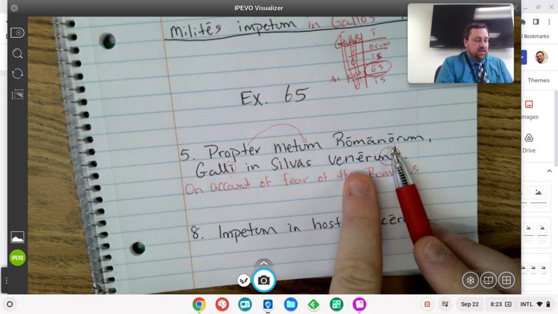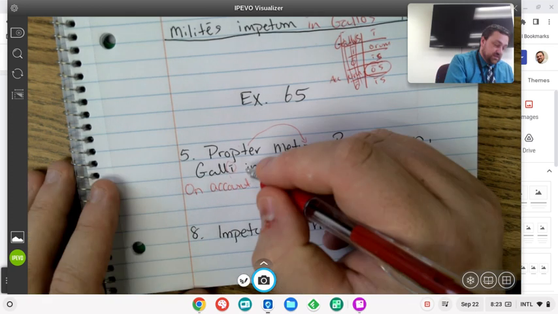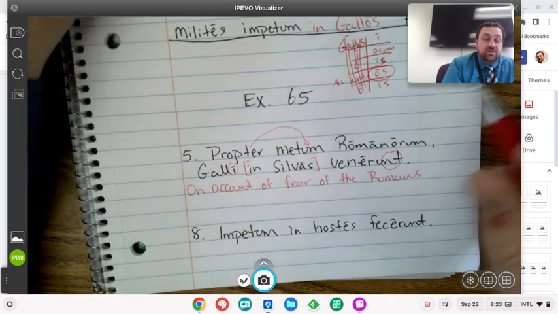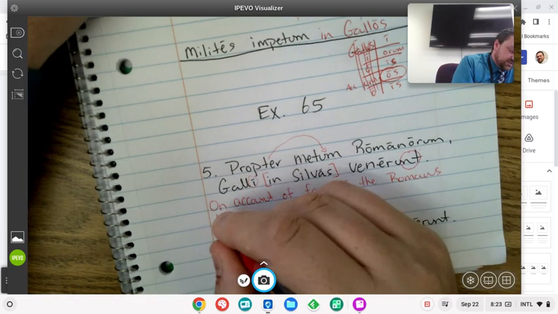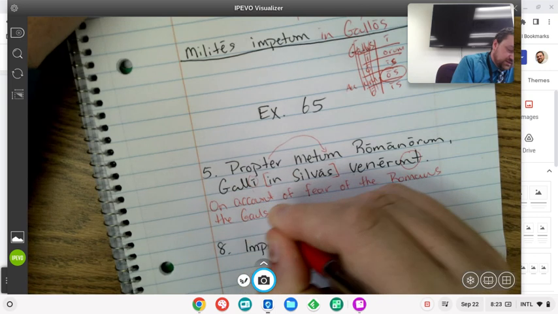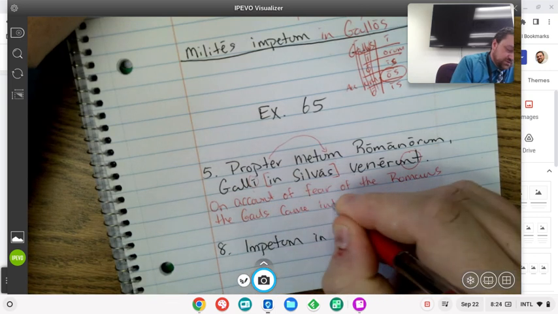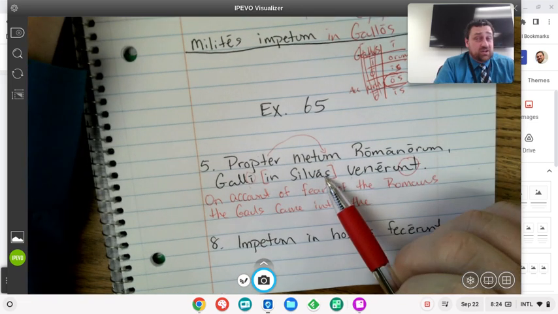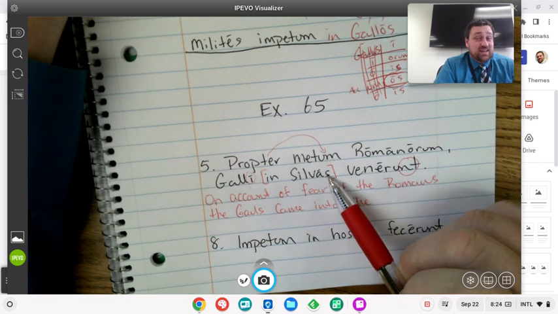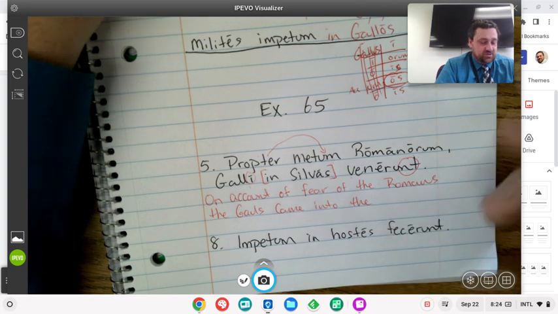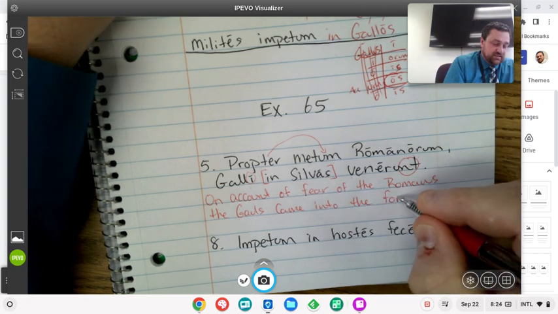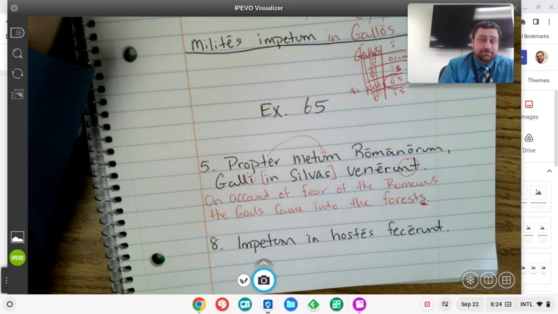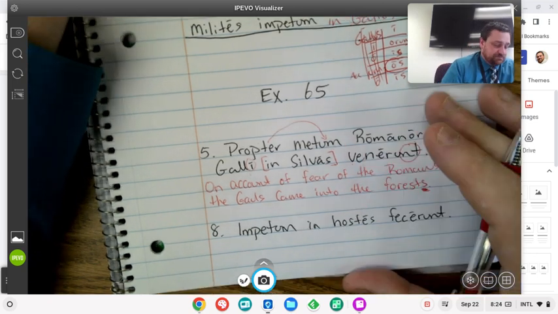the Gauls came. Oh, and here's our in plus the ablative. In silvas is our in plus the ablative, or sorry, in plus the accusative. So into the forest. So the Gauls came into the. Oh, now is this an accusative singular or an accusative plural? Silvas. That's an accusative plural. So into the forests, we would have to say. Into the forests. If we say into the forest, we wouldn't quite get it.